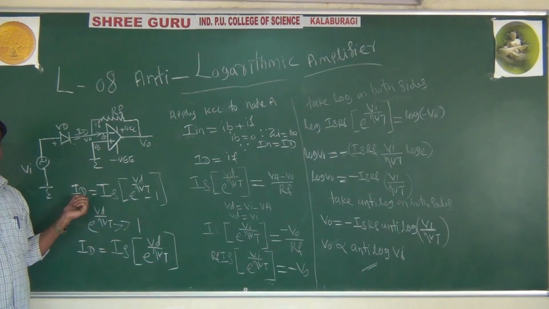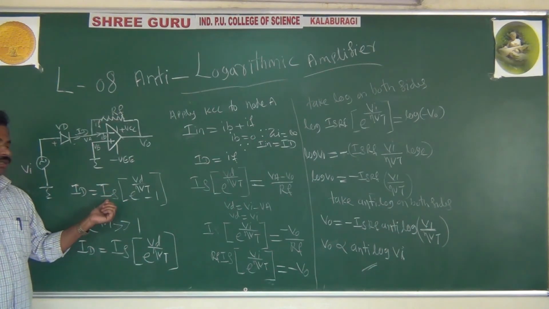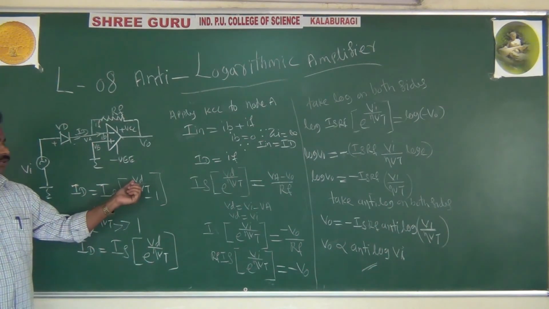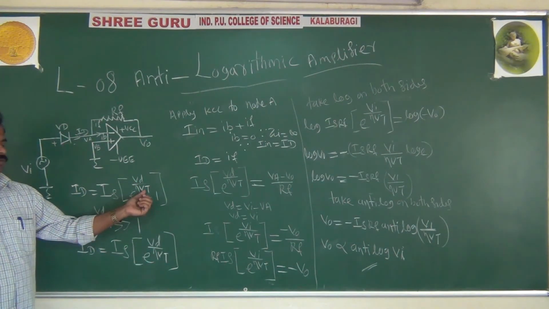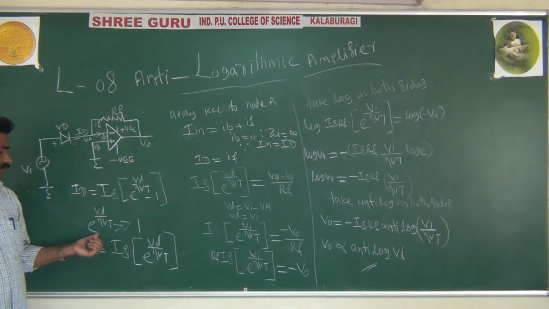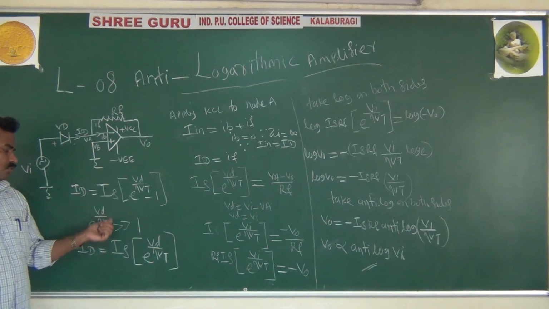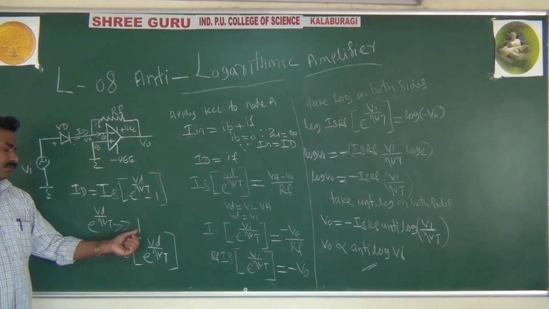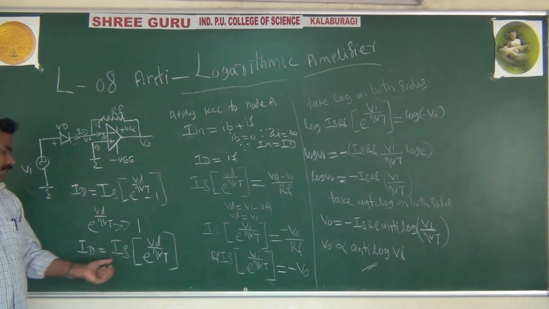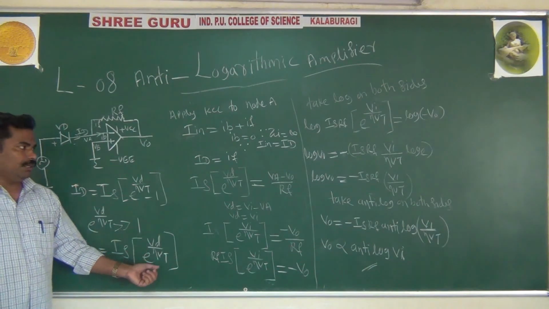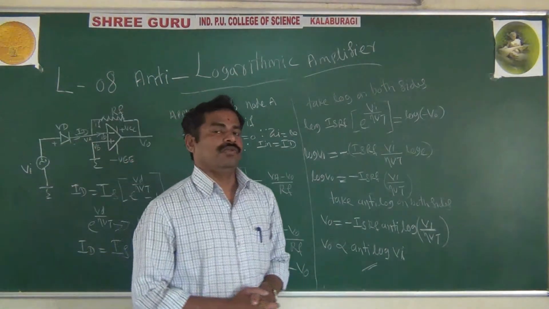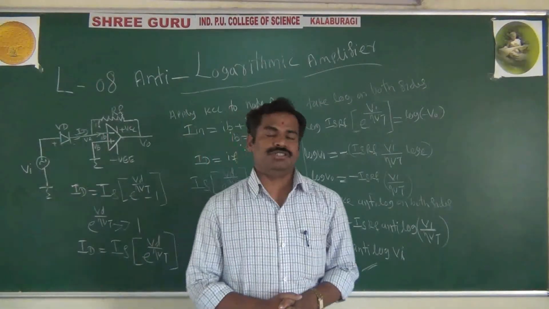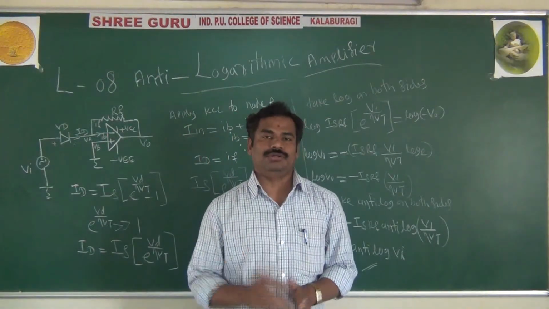ID is nothing but the diode current, Is is the reverse saturation current, VD is the voltage across the diode, eta is the ideality factor, and VT is the thermal voltage. And e raised to VD by eta into VT is more than 1, so high in value compared to 1, that is why I neglect the 1 here. ID equals Is e raised to VD by eta into VT, and the remaining is very simple, as you did for the adder, subtractor, integrator and differentiator. The only thing is that we need to know the diode equation.